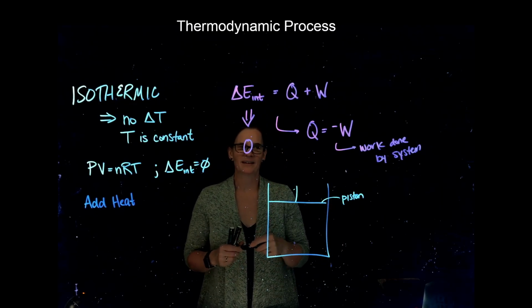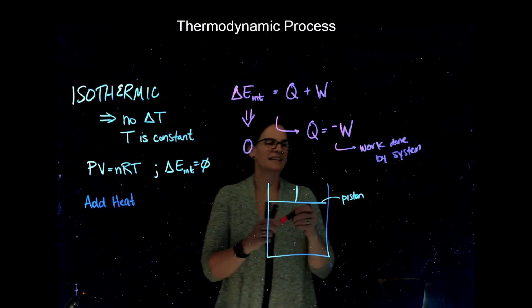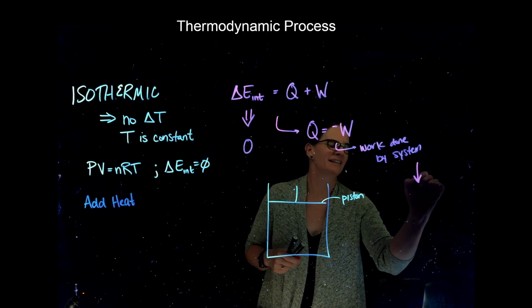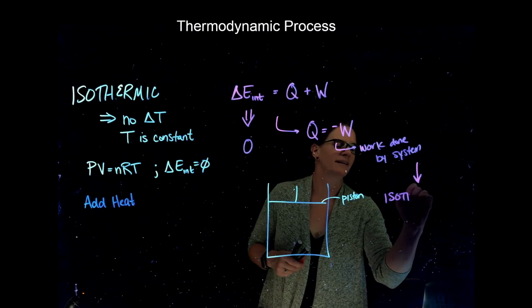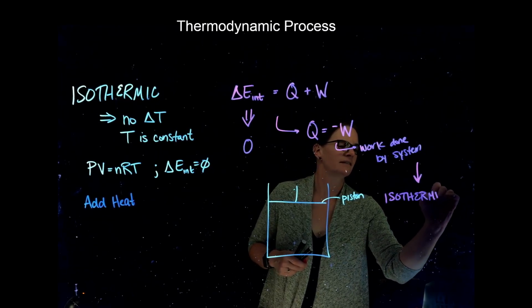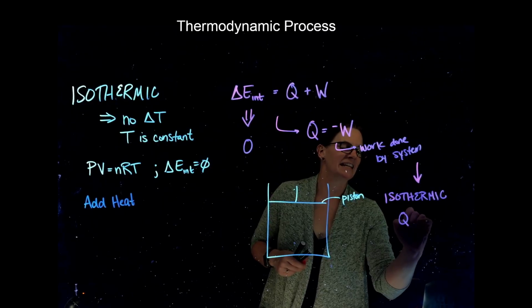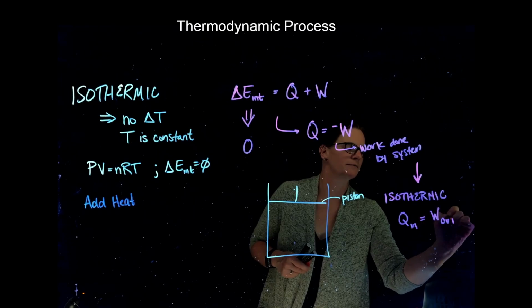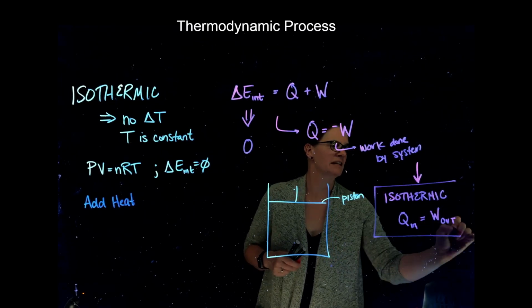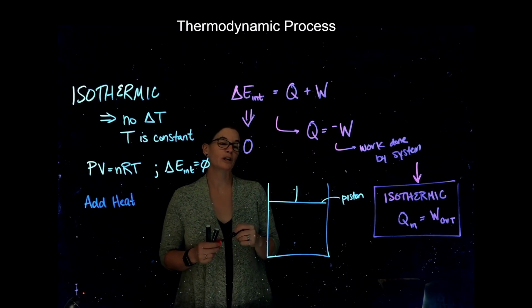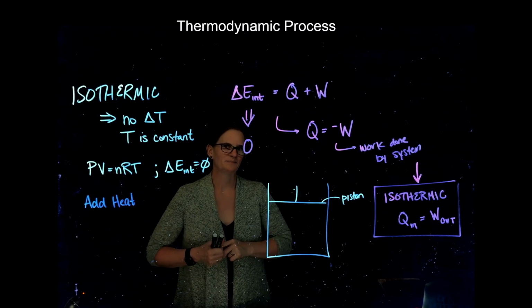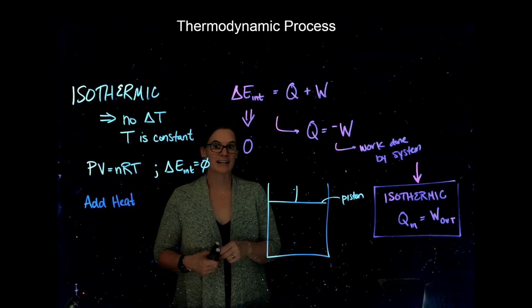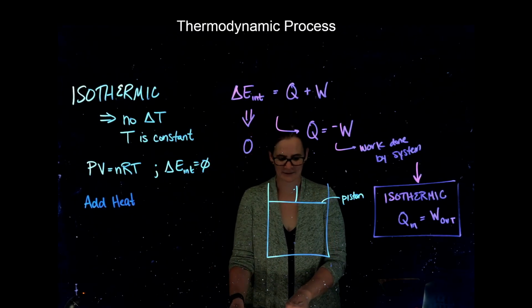So the key here, written another way, is that for isothermic, the heat in is equal to the work out. How much heat I put into the system is how much work I can get out of the system. All right, so that is isothermic.